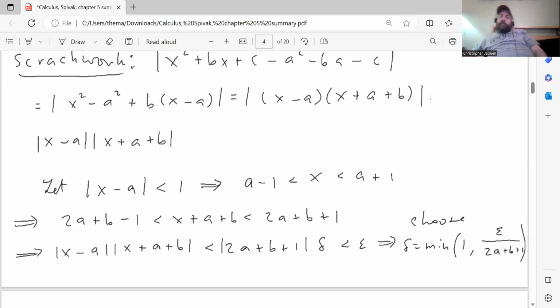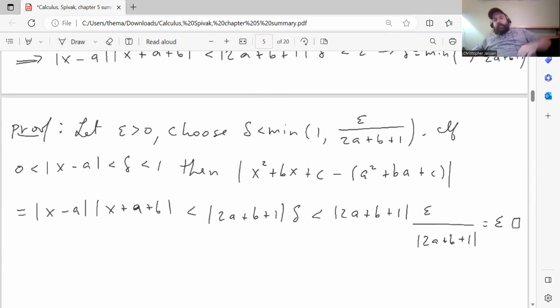So then all I have to do is choose delta to be the minimum of either 1 or epsilon over 2a plus b plus 1. You need delta to be the minimum here because if epsilon over 2a plus b plus 1 is greater than 1, then this number will suffice. But this number might be too big. So you choose whichever of these is the smallest. So if you're inside a neighborhood of radius 1, then this will be the expression that you want for delta in terms of epsilon. Okay, so let's do the proof then.